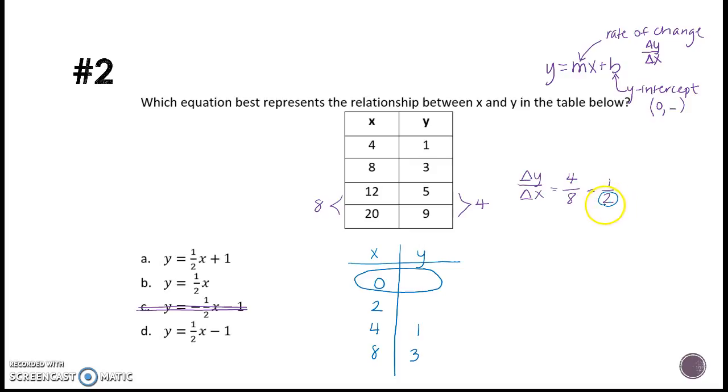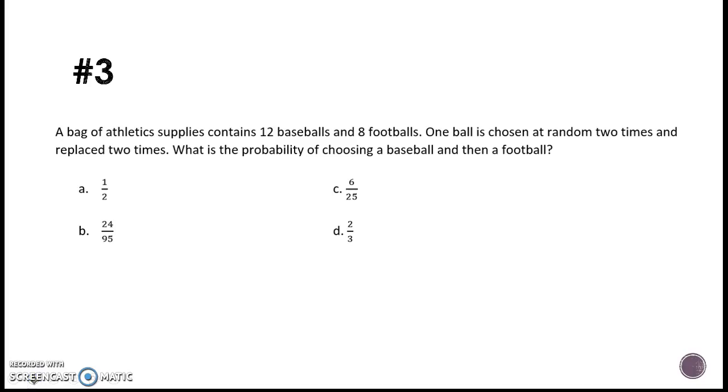So for every change of 2 in x, there's 1 change in y. So 1 minus 1 is 0, and I need another change of 1. So 0 minus 1, because this was 1 minus 1. So 0 minus 1, add the opposite, is negative 1. So now I know that my answer is D. So that one's a little harder, so I took you all the way through that.